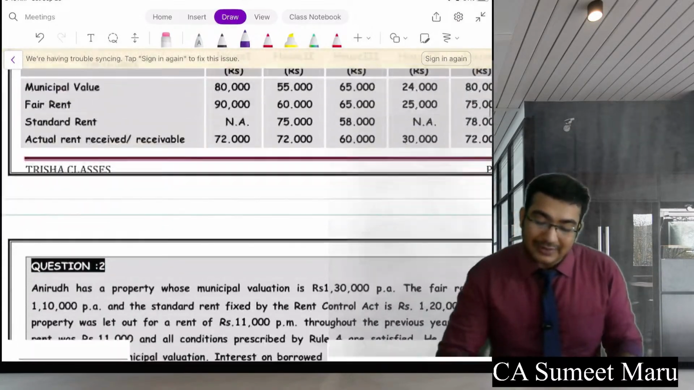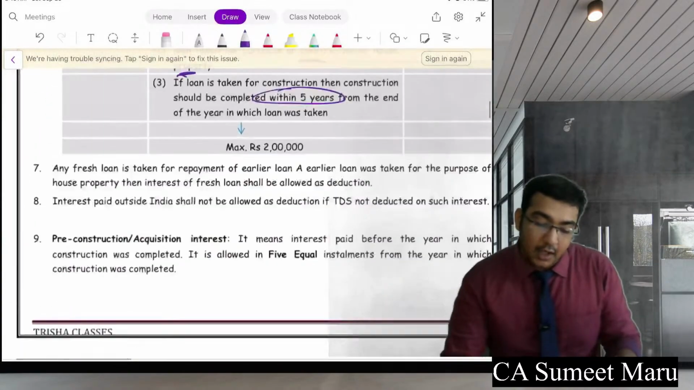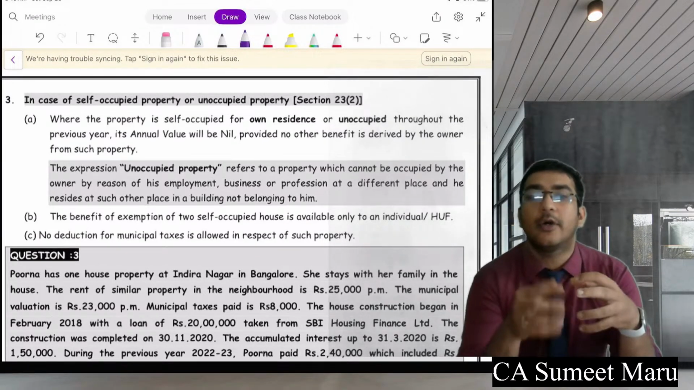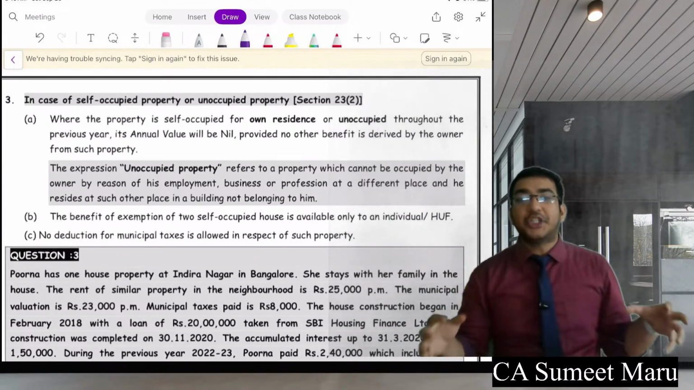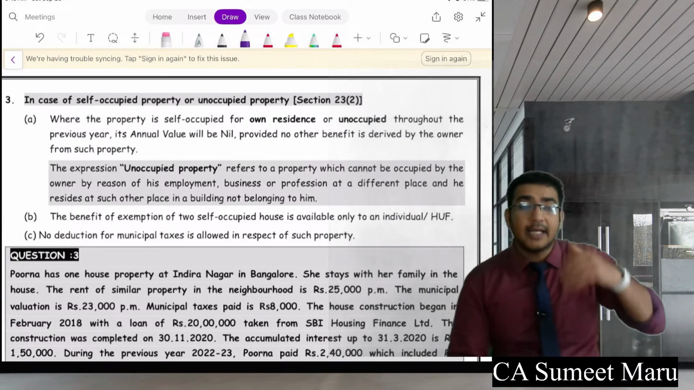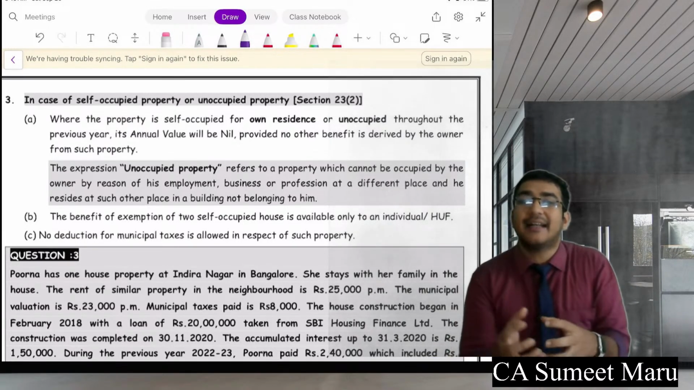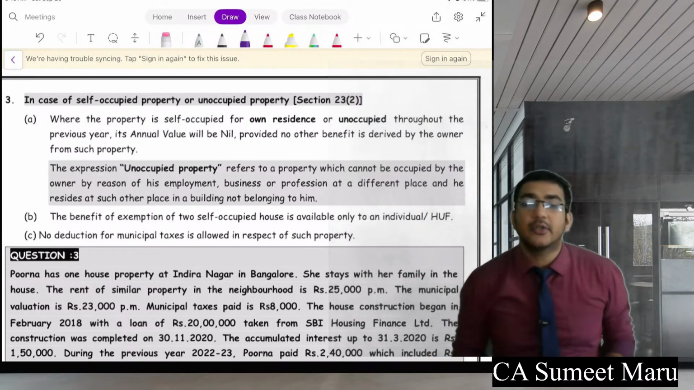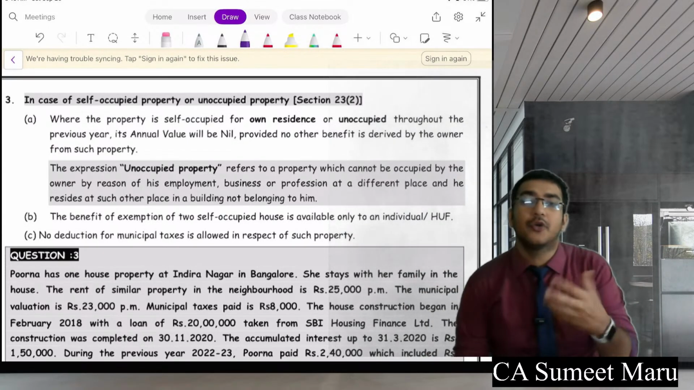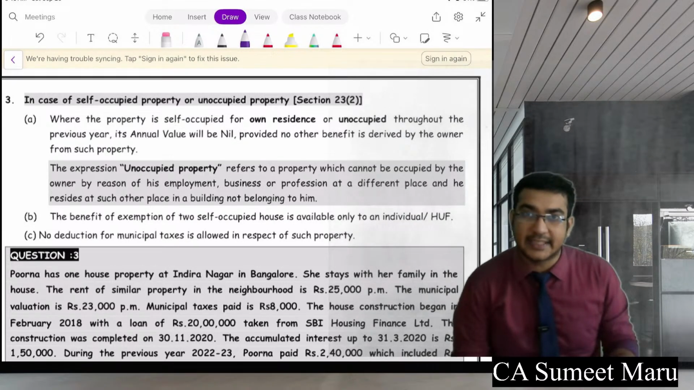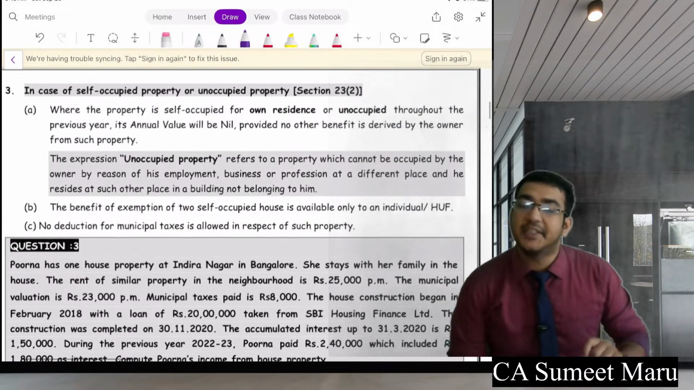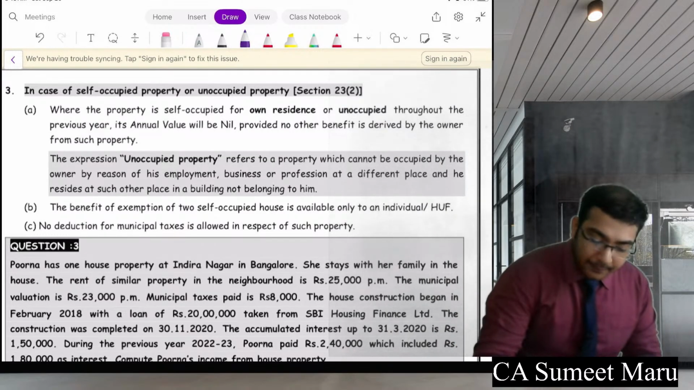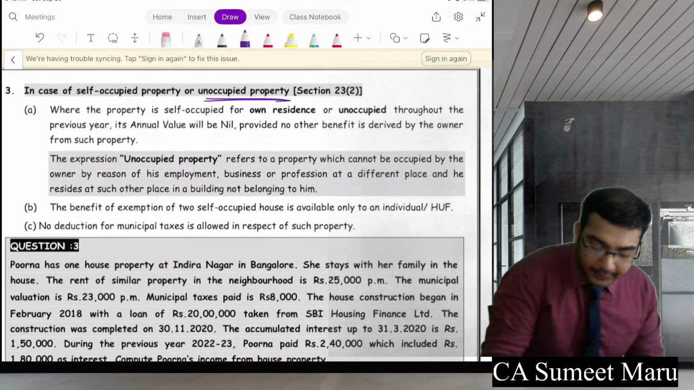Okay, so this is the format for solving your house property question. Now the chapter only revolves around different conditions, different types of conditions, and how you are going to calculate your house property income in them. So we are just going to discuss all these conditions and how your question answer would be formatted in such cases. The first condition is in case of self-occupied property or unoccupied property.